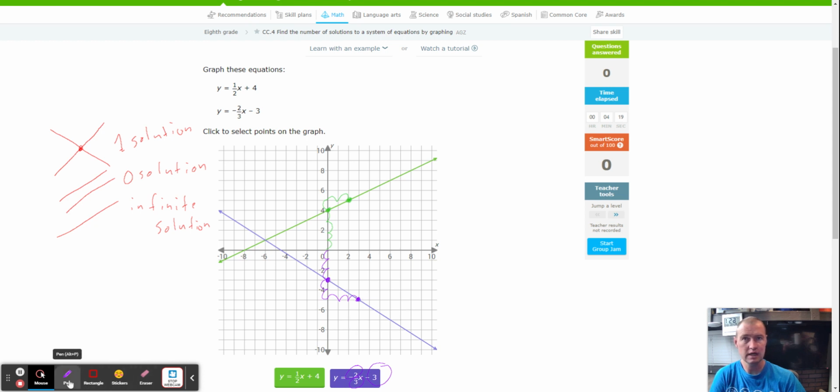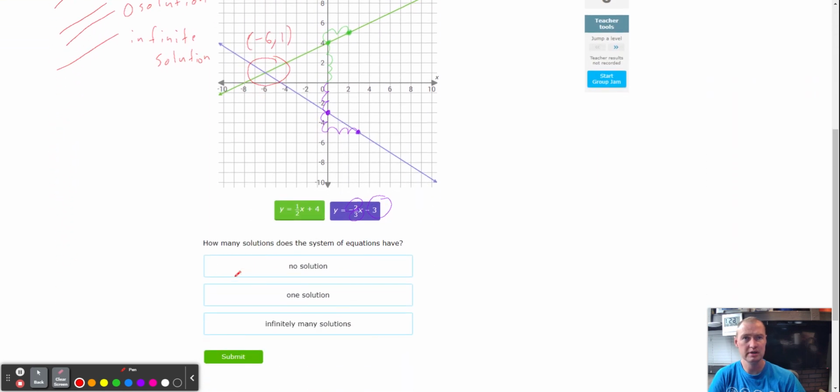Now, if you notice, we have the 2 lines that are crossing at a single point. The single point that they're crossing is at -6, comma, -1, -2, -3, -4, -5. That's the -6, up 1. So the solution is (-6, 1). Okay, now on this particular IXL, they're just asking for how many. Well, in this case, it's one solution because they only cross one time. So we're going to go ahead and select one solution.